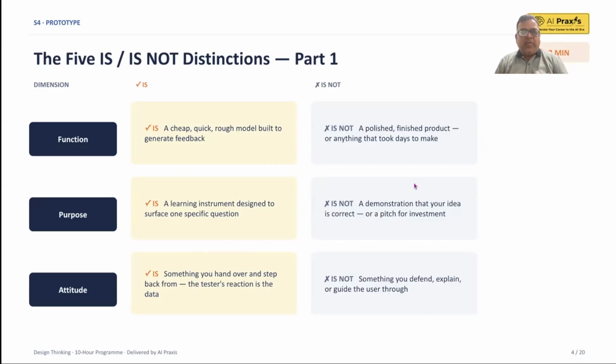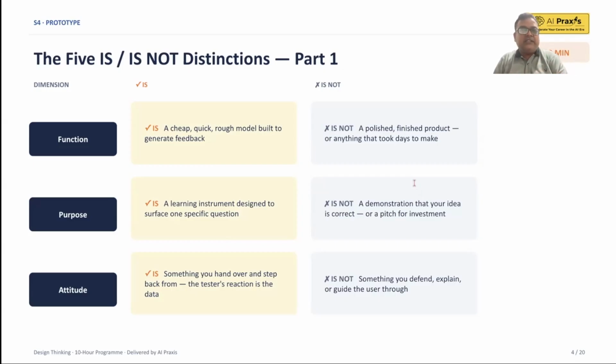For example, imagine you have designed an app that helps college students find internships. So instead of asking, "Do you like my app?" ask one focused question such as, "Can students find an internship within 2 minutes without any guidance?" One prototype should answer one important uncertainty.